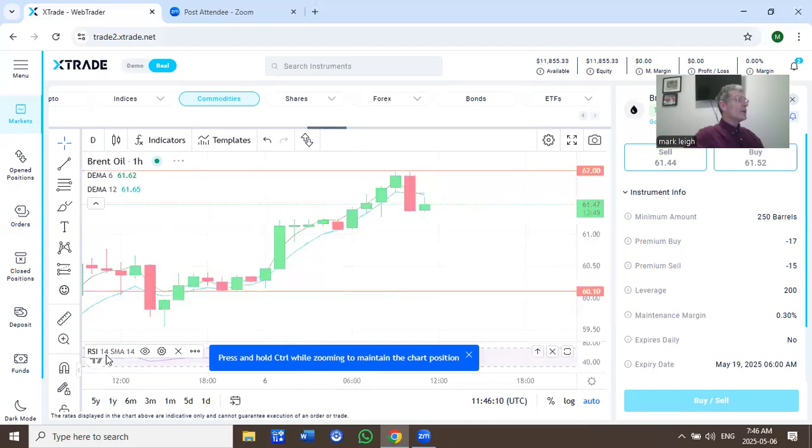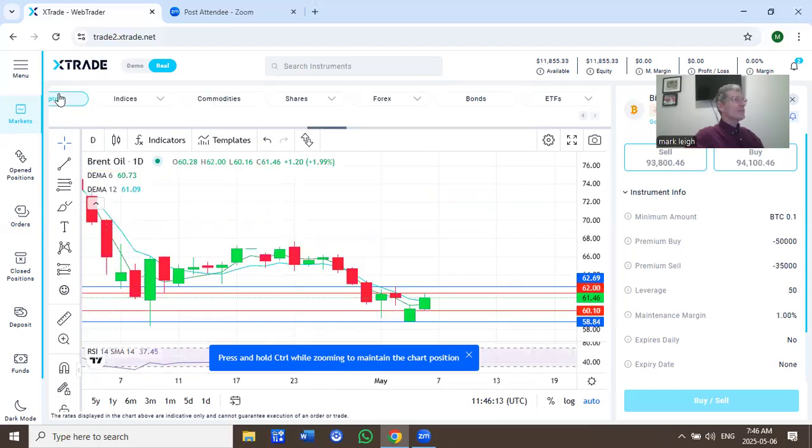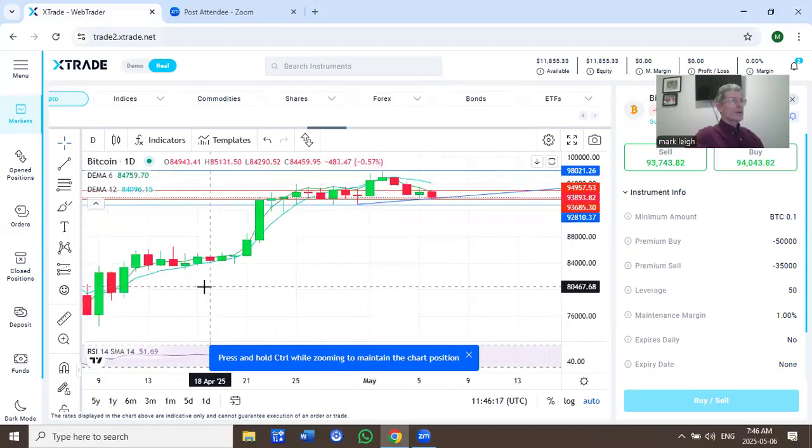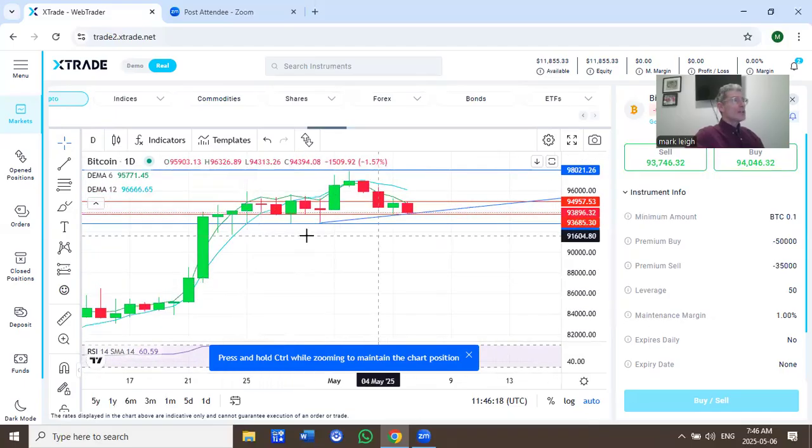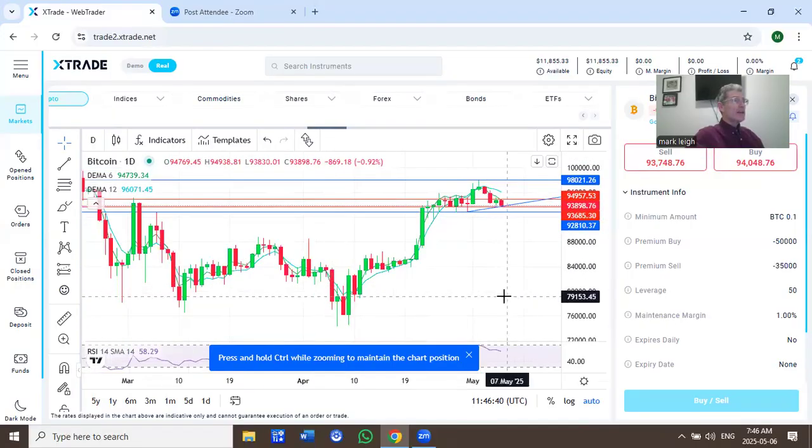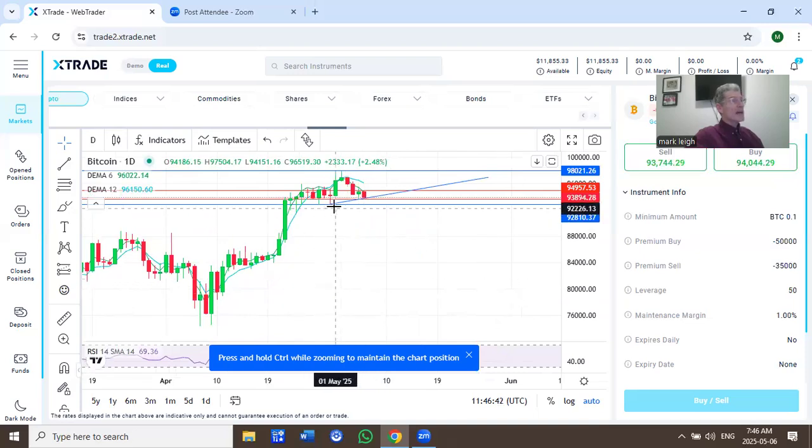And then we've got Bitcoin. Bitcoin, here's the daily. Yesterday, a test of this ascending trend line at around the 94,000. That is looking like the pivotal level. Today, we've got resistance at 94.9, almost 95,000. It's come down to test support at 93,700.